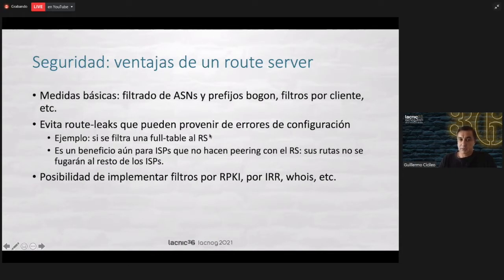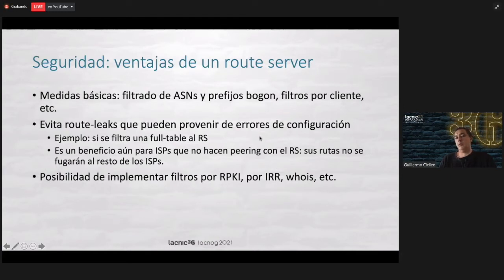This is not just a benefit for the members of the IXP that do peering with the route server, but this is also a benefit for those who do not do peering with the route servers or are not in the IXP, because there's going to be no route leaking of other autonomous systems to the ISPs. And we can also implement filters through RPKI or IRR, WHOIS, etc. These are some of the advantages of a route server.